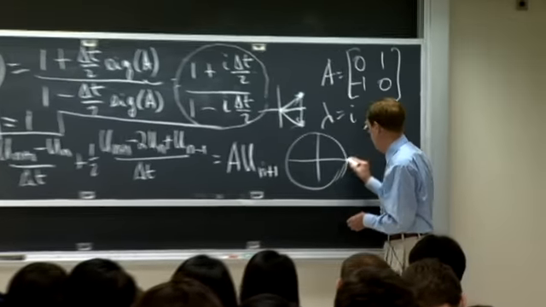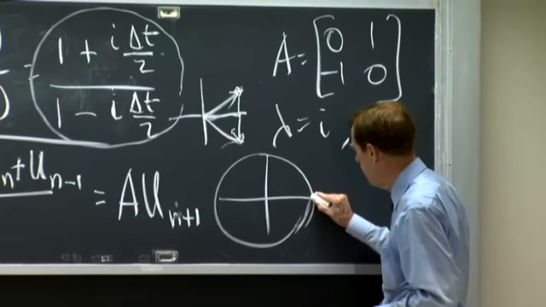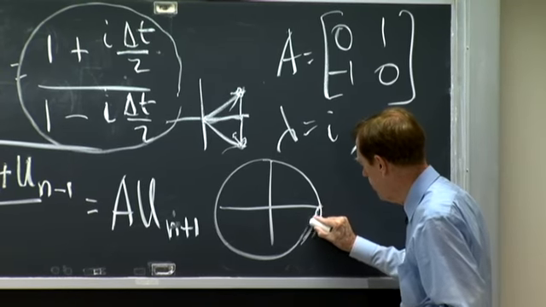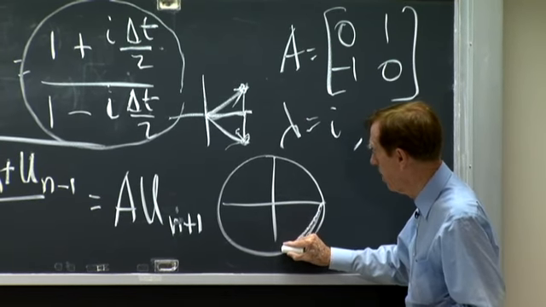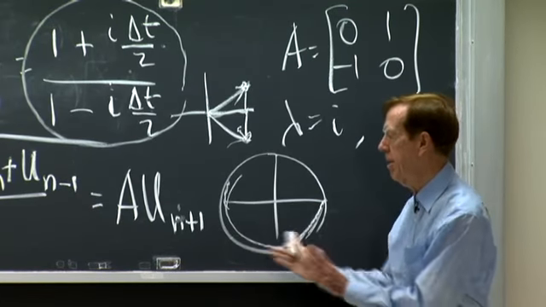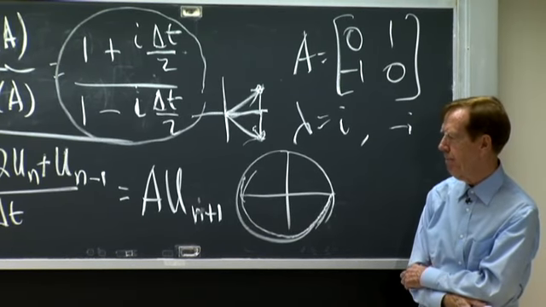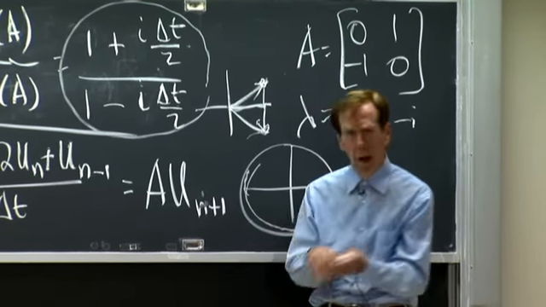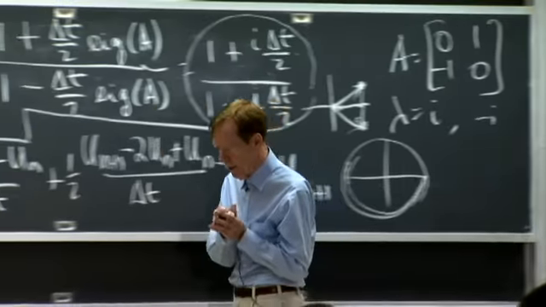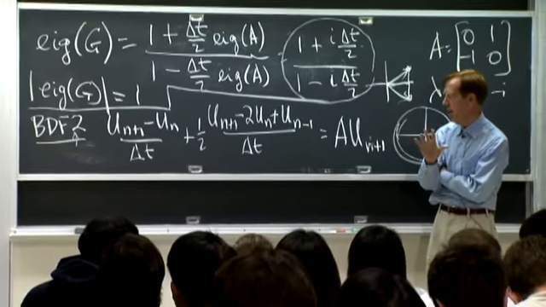Here, the eigenvalues would stay much closer to the unit circle than backward Euler. Okay, I just put that up there so that you see what are other features of this method that you see right away.